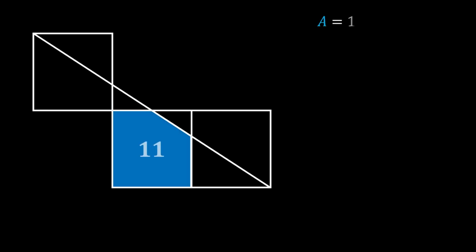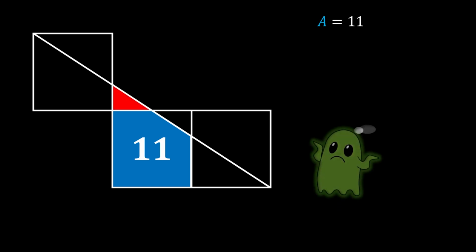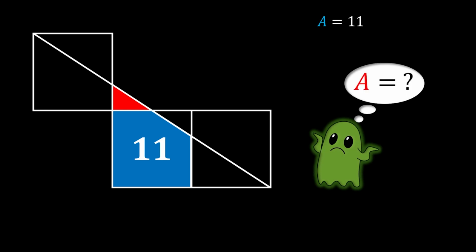Next, we will pull the line from the upper left corner of our left square to the bottom right corner of our right square, and therefore forming this blue shaded shape with the area of 11 squared units. The question is, can we somehow calculate the shaded area of this red right triangle?